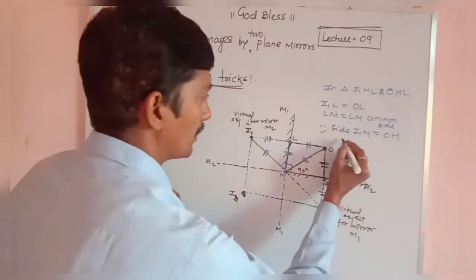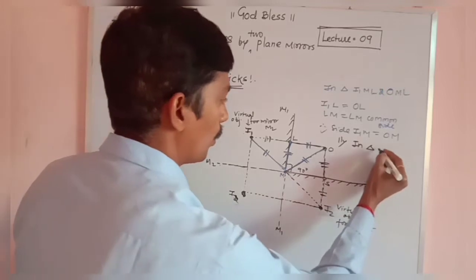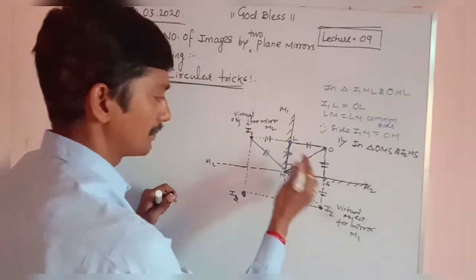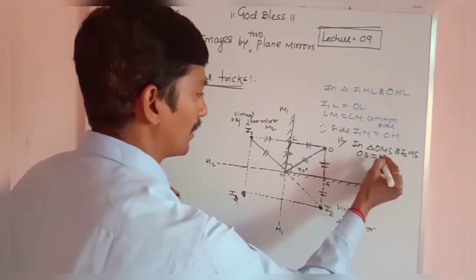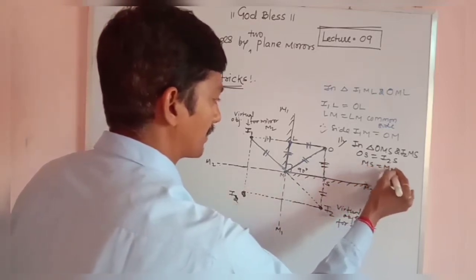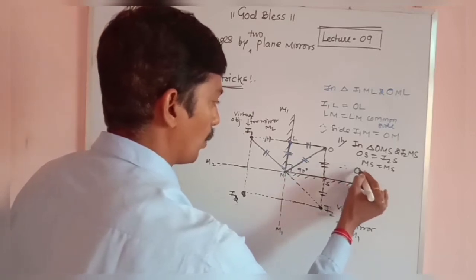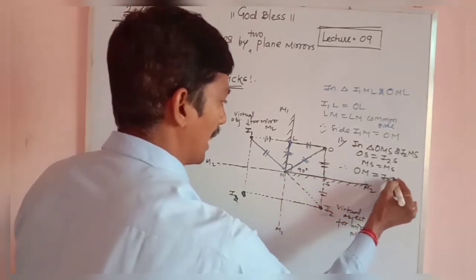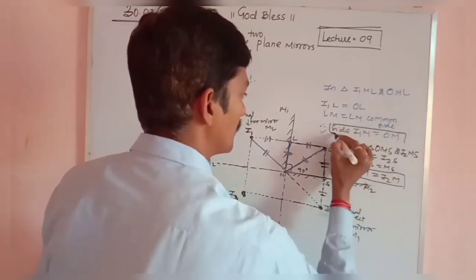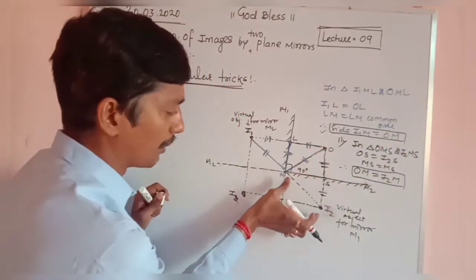Am I clear? So similarly, I can write here in triangles OMS and I2MS, you can see OS is equal to I2S, MS is equal to MS, the common side. Therefore, here also you can say OM is equal to I2M. Like here, OM is equal to I1M, similarly OM is equal to I2M.